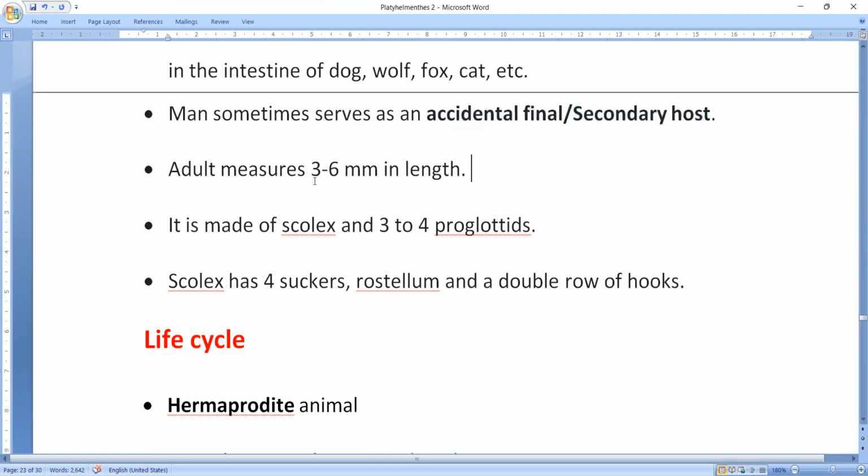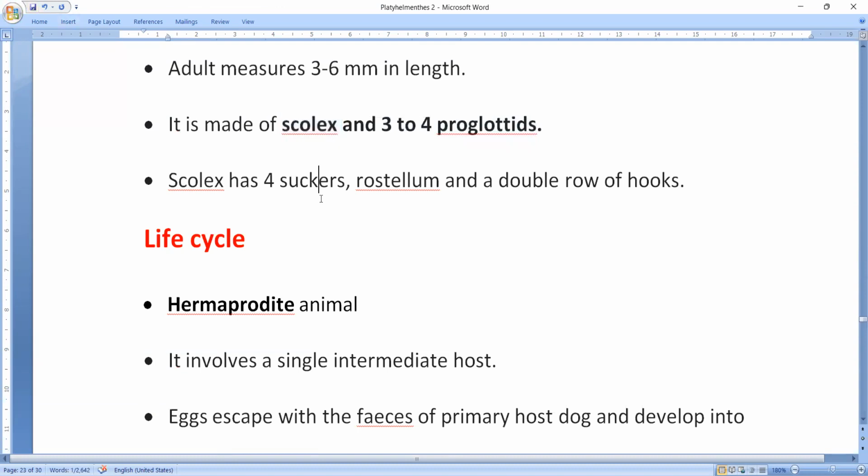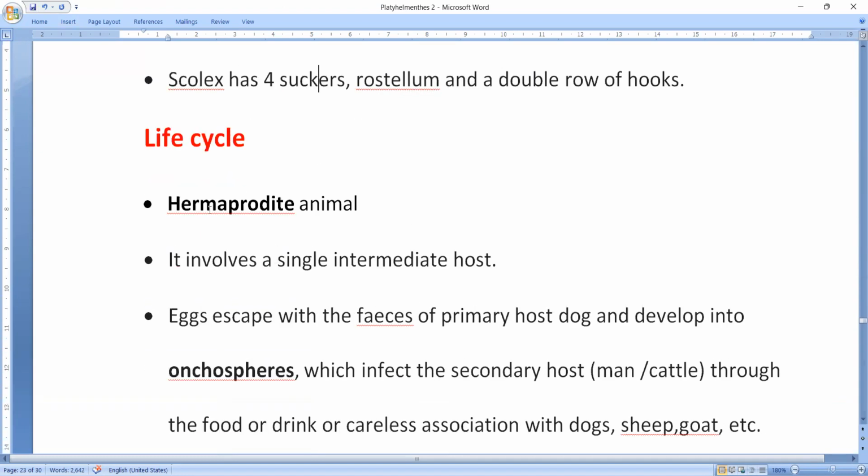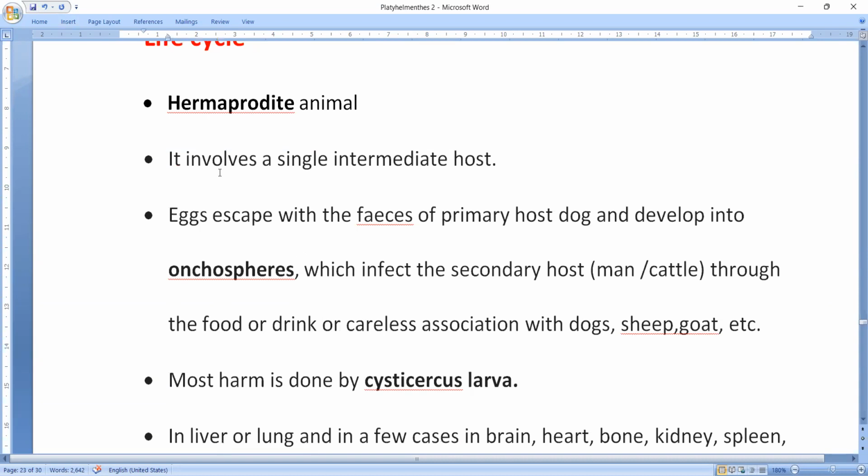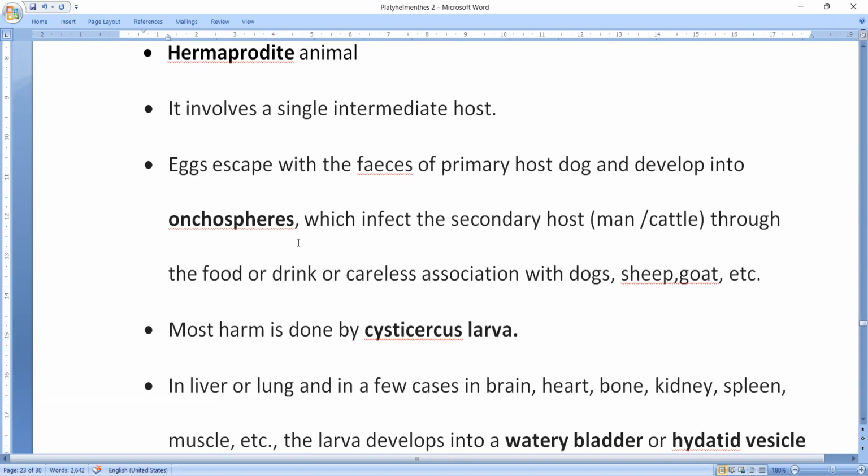Anyway, the adult measures about 3 to 6 millimeters. It is made up of scolex and 3 to 4 proglottids only. Scolex has 4 suckers, rostellum, and a double row of hooks. Okay, so just like Taenia solium. It is hermaphrodite. It involves a single intermediate host.